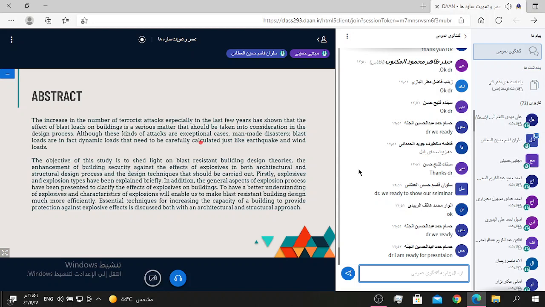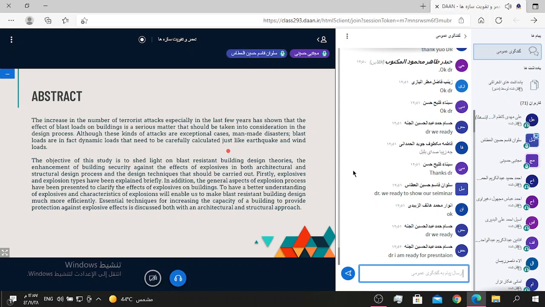Abstract. The increase in the number of terrorist attacks, especially in the last few years, has shown that the effect of blast loads on buildings is a serious matter that should be taken into consideration in the design process. Although these kinds of attacks are exceptional cases, man-made blast loads are in fact dynamic loads that need to be carefully calculated, just like earthquake and wind loads.